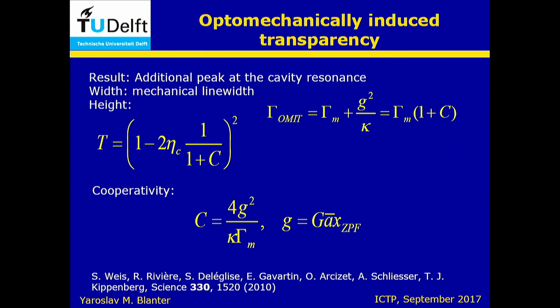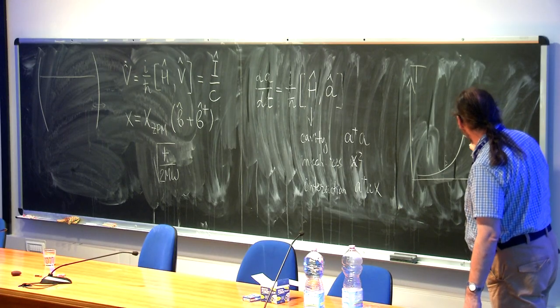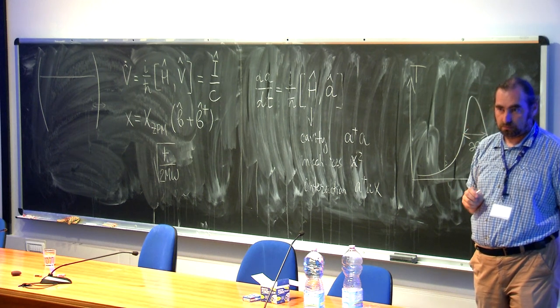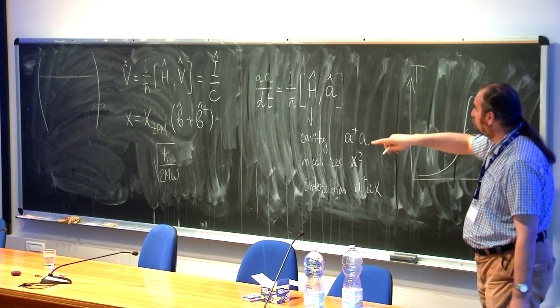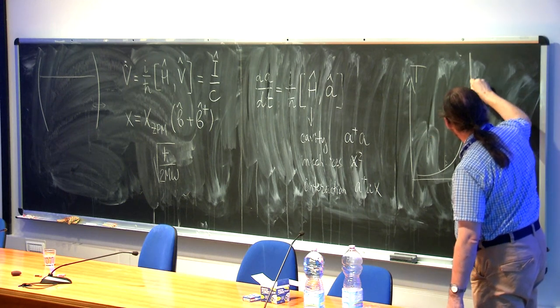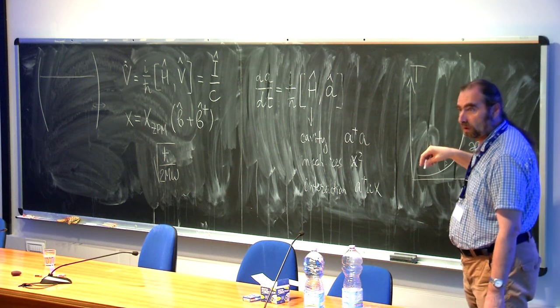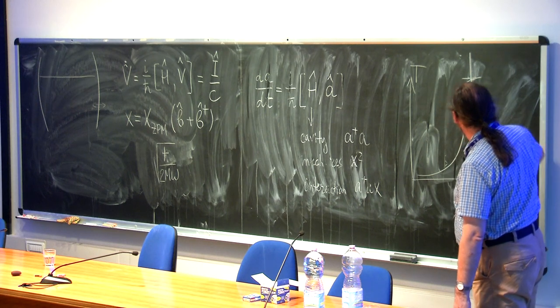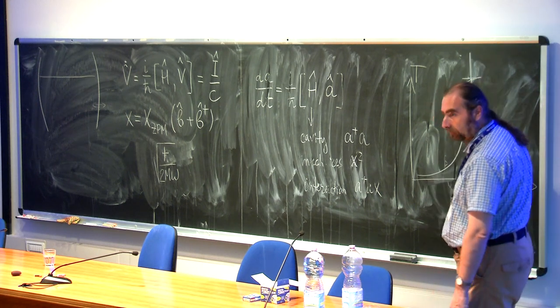I will have experimental pictures on the next slide, and John has shown you similar pictures, but let me sketch what you get. So, as I said, for transmission as a function of frequency, without any optomechanical induced transparency, we would just have a cavity resonance. The line width here is the line width of the cavity. Now, if we include this optomechanical induced transparency, we have an additional peak, which is exactly at the resonance, and which is very narrow and very high.